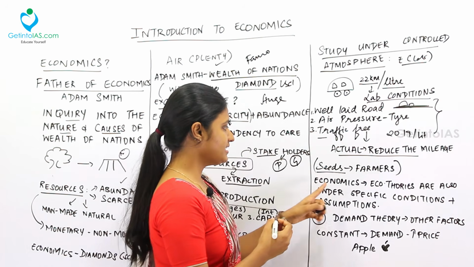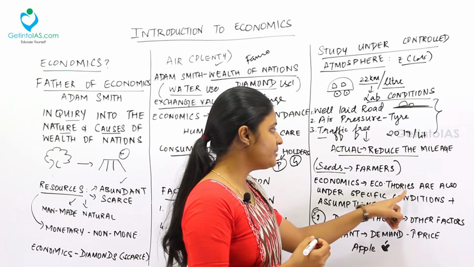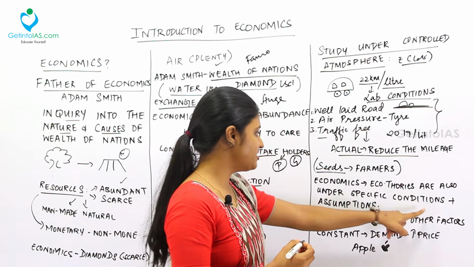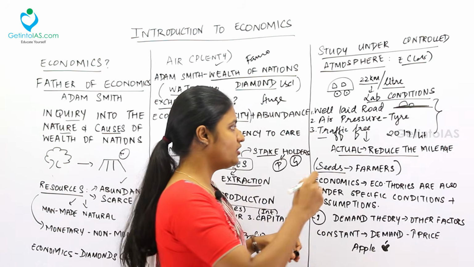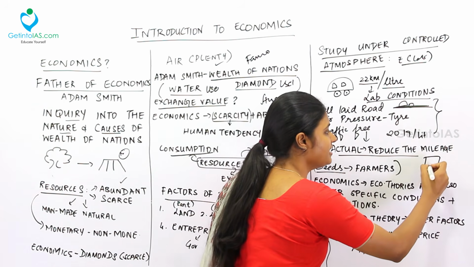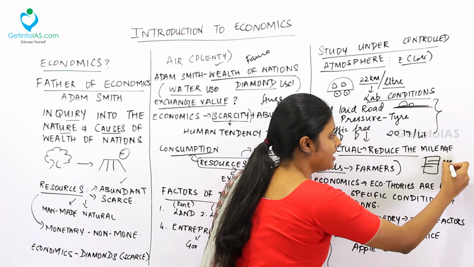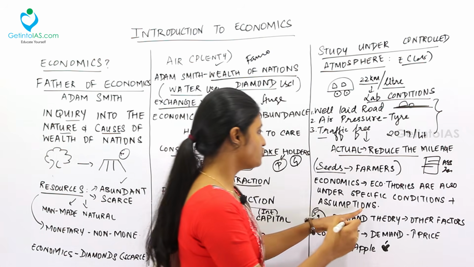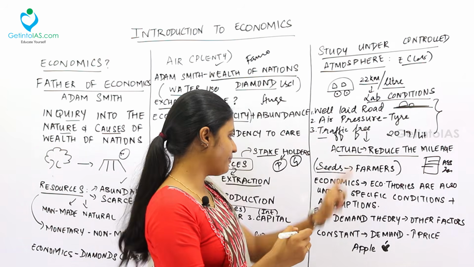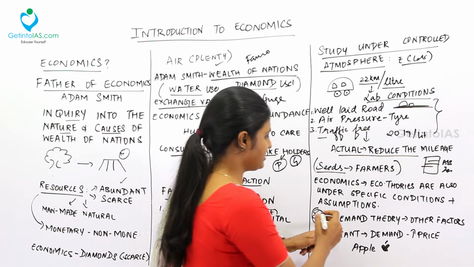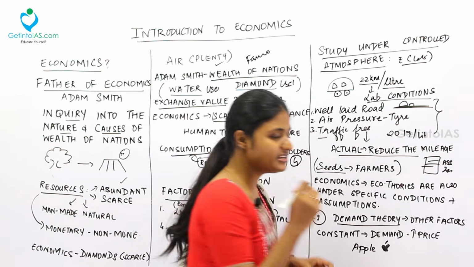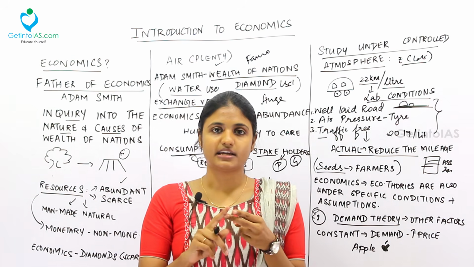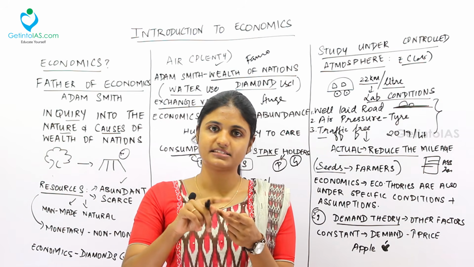Fine. So next thing is, in economics, the economic theories are also under specific conditions and assumptions. When you are laying any theory for the economy, that will be an assumption only in the lab condition. Fine. So they are comparing it with the car lab condition. Next, take for example the demand theory. What is the demand theory? There are two things in economics. One is supply, next is demand.